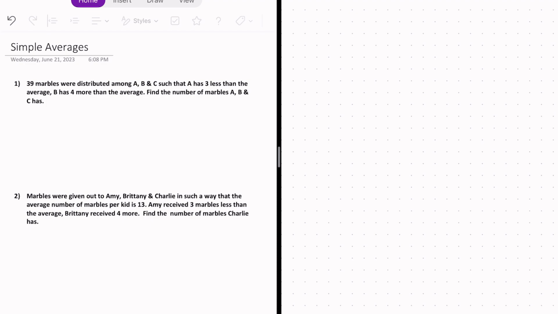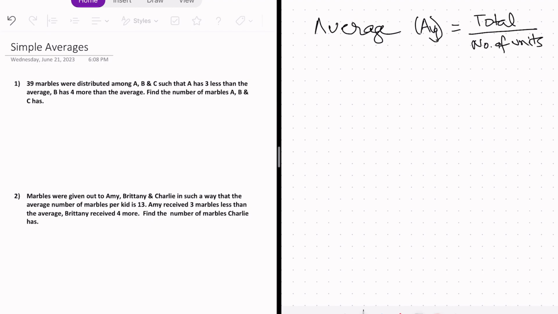So we know average, we'll indicate that as A or AVG, is the total number of stuff that has to be divided equally amongst a number of people or number of units. Units could be people, units could be many other things. But this is the simplest formula that we are going to use to solve both these problems.